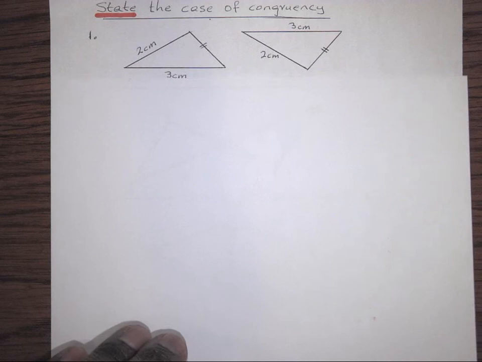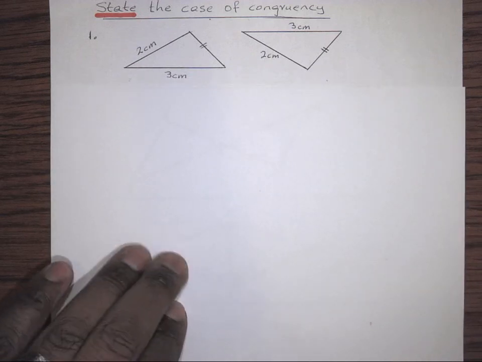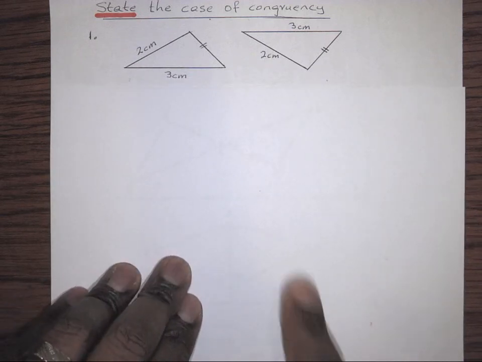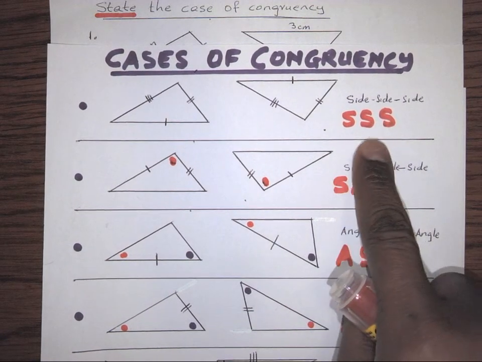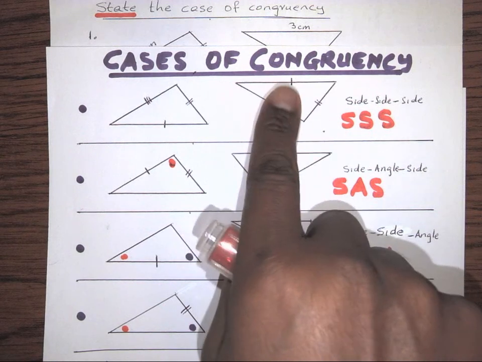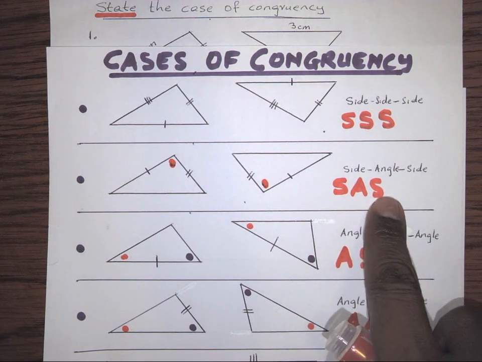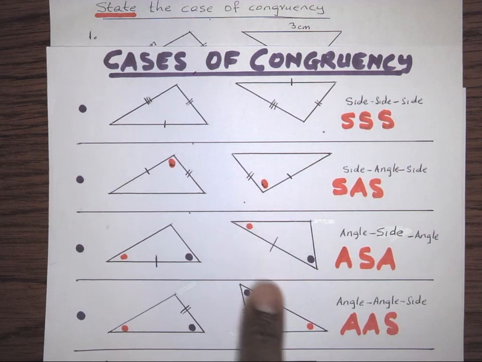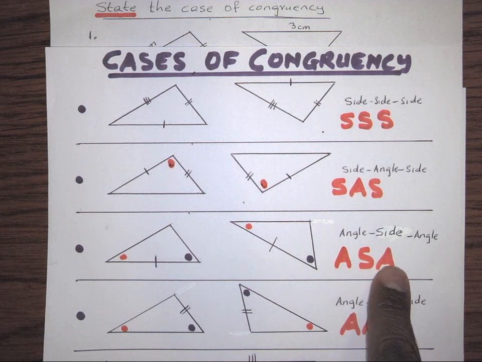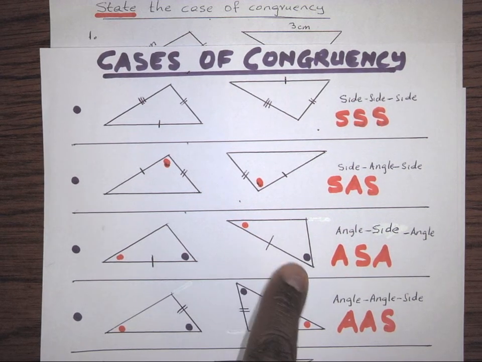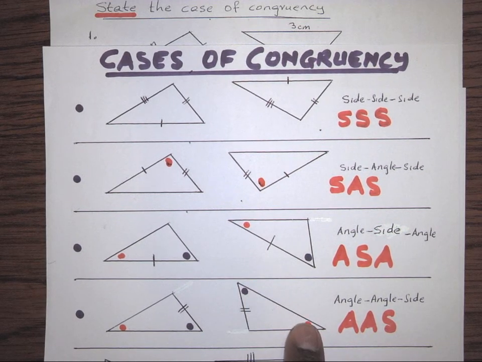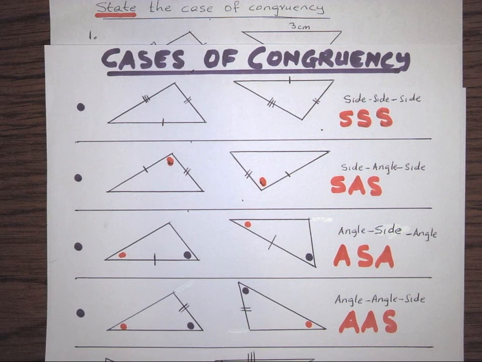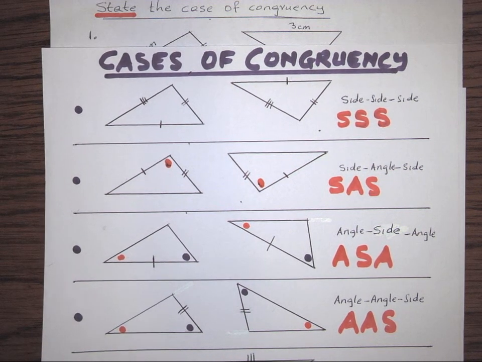We may be required to state the case of congruency. The five cases we've mentioned are side, side, side if three sides are mentioned; side, angle, side if there is an included angle; angle, side, angle if the side is in between the two angles; angle, angle, side if two angles are mentioned and the side; and RHS if it's 90 degrees, hypotenuse, and the side.